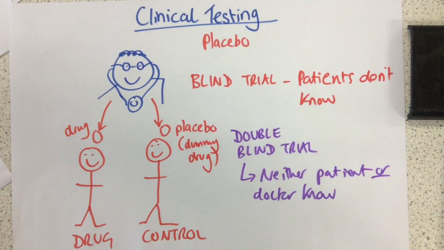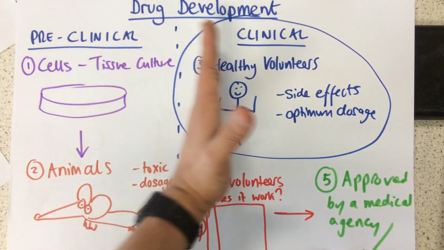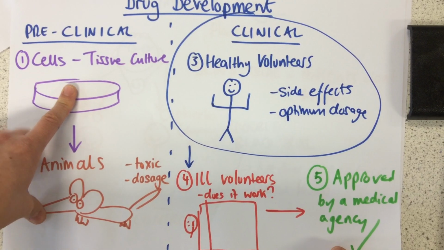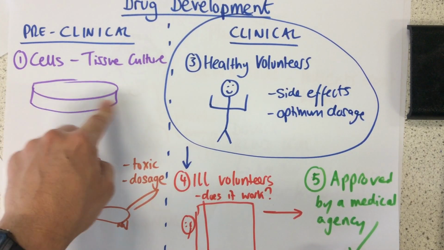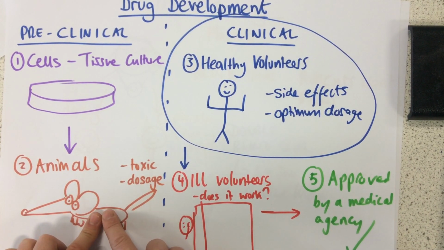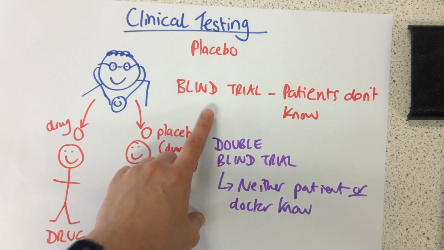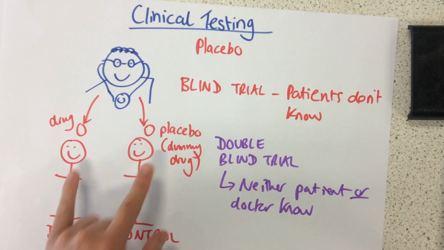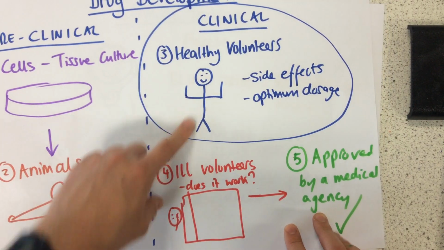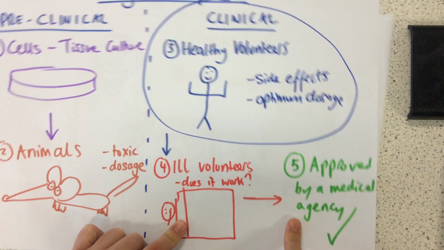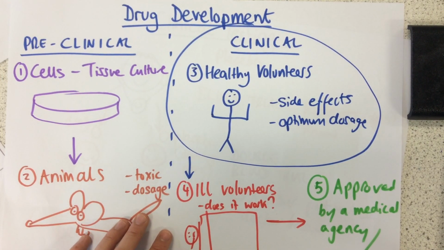So just to summarise, the different stages involved: preclinical is before it gets to people. They test it in a lab on cells and tissue culture. They then, if it's successful, test it on animals to find the dosage and the toxicity. Then they move on to clinical trials. Clinical trials, remember, ideally they're a double-blind trial, where neither the person taking the drug nor the control group knows which one's which. If it's successful, they test it on ill volunteers to see if it works, and finally it gets approved by a medical agency, and we can sell it in order to try and help people around the world. Thank you.